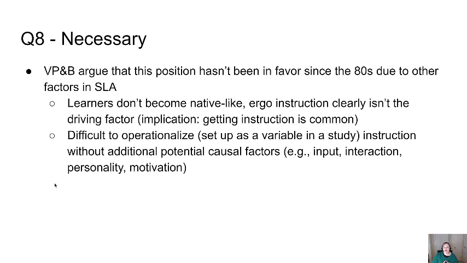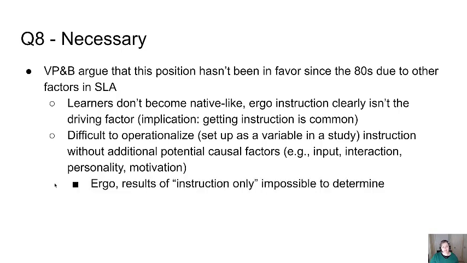They're also saying it's difficult to operationalize, that is, to set it up as a variable in a study. It's difficult to operationalize instruction without adding additional potential causal factors like input or interaction or even things like personality and motivation. But it's true, instruction types differ by how much input's in there, how much interaction's in there, what kind of explicit or implicit's in there. It is very difficult actually to tease apart those strands when you're studying instruction. But does that mean you shouldn't do it?